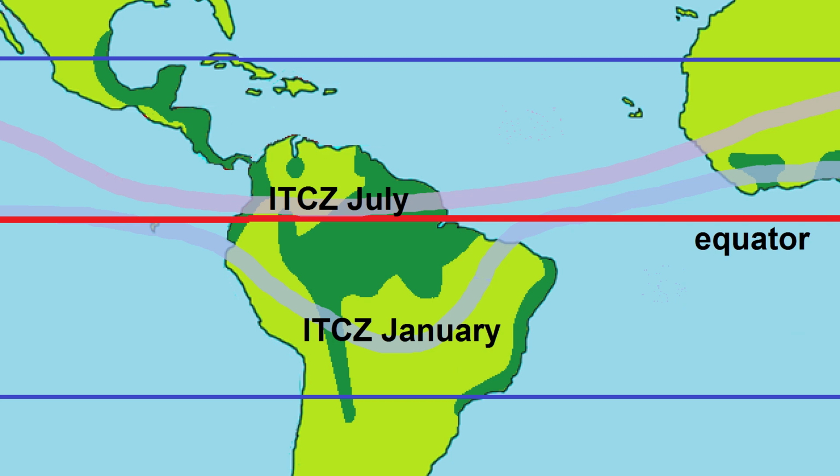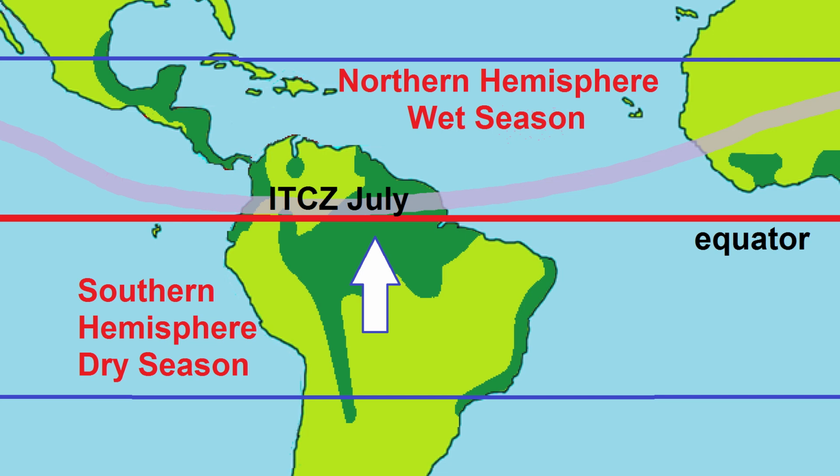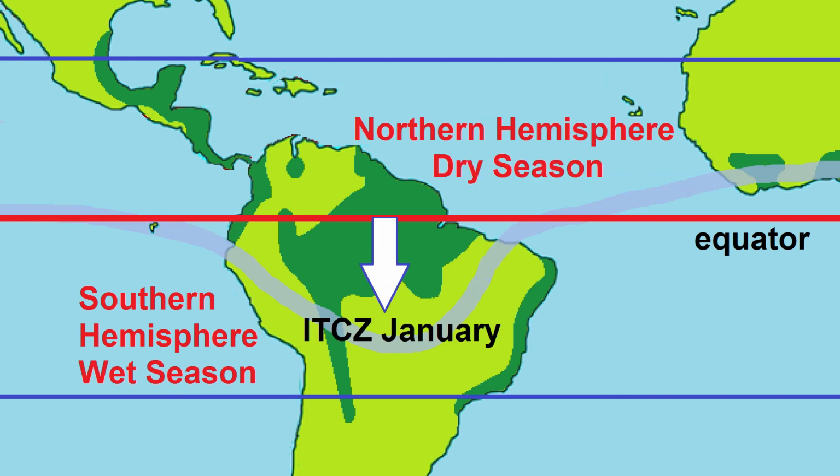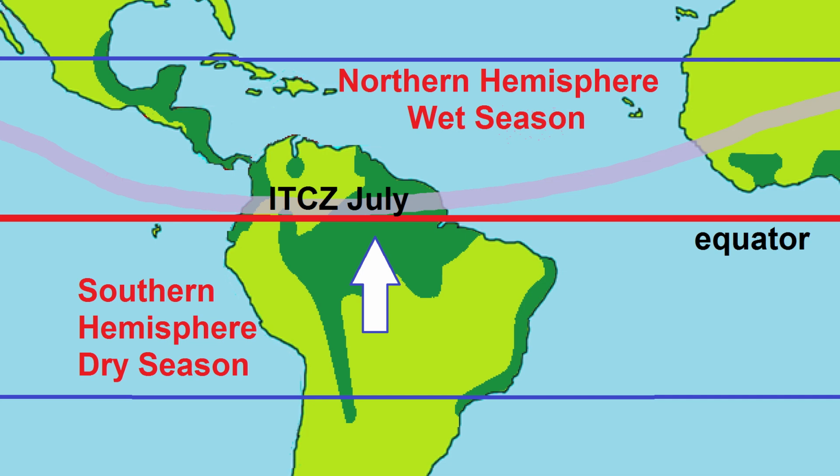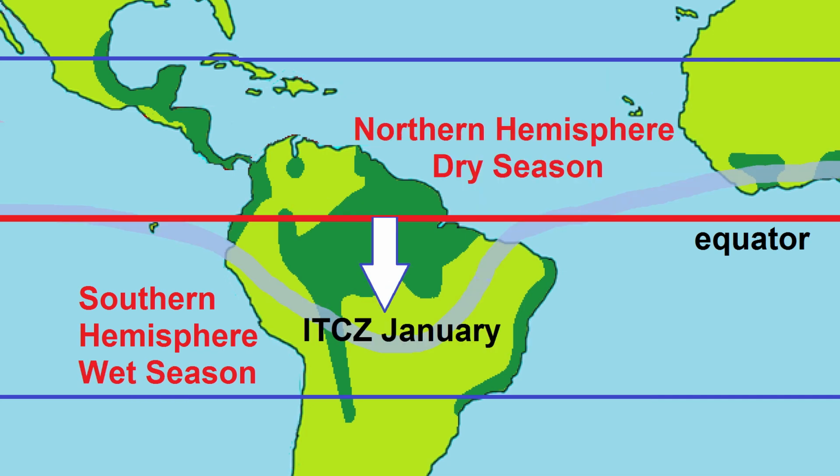The position of the Intertropical Convergence Zone changes seasonally. It moves north in the Northern Hemisphere summer and south in the Northern Hemisphere winter, which is the southern summer. This is what is responsible for the wet and dry seasons in tropical regions. In the Northern Hemisphere, the wet season occurs from May to July. In the Southern Hemisphere, from November to February.